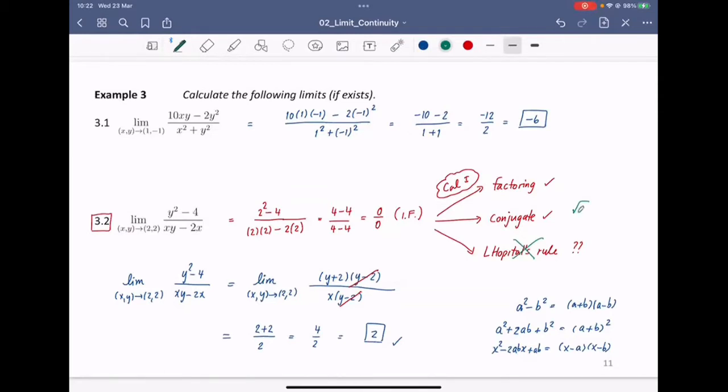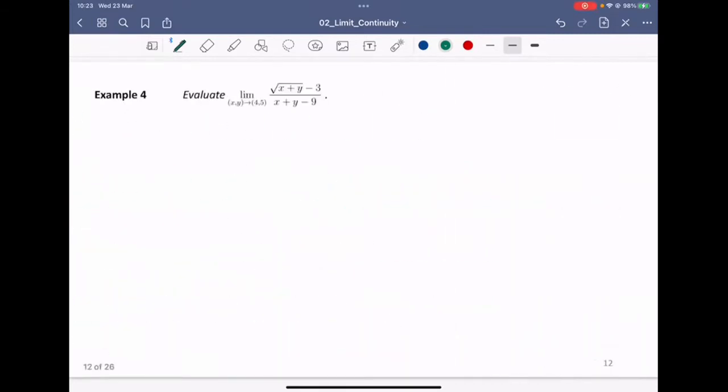Because if you see square root a minus square root b, this is not okay to factor, because square root a minus square root b is very hard to factor. What we should do is multiply by its conjugate. You're going to see it in the next slide. Okay, let's look at example 4. We're going to look at an example where you should use the conjugate to solve it. So let's evaluate the limit where x, y go to 4, 5 of this function.